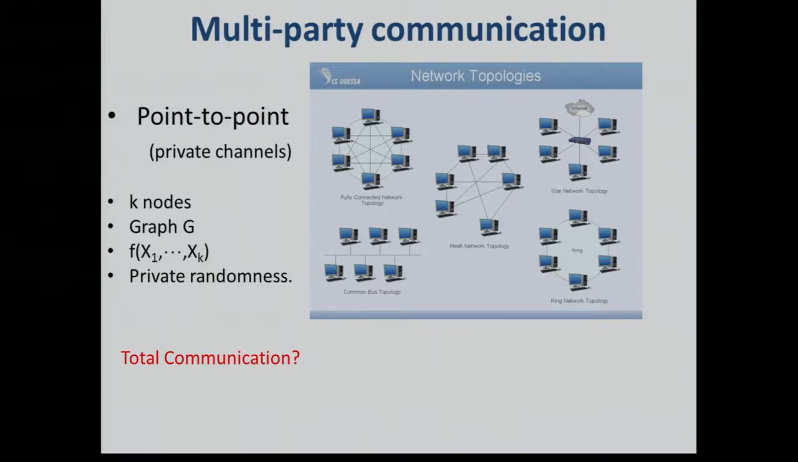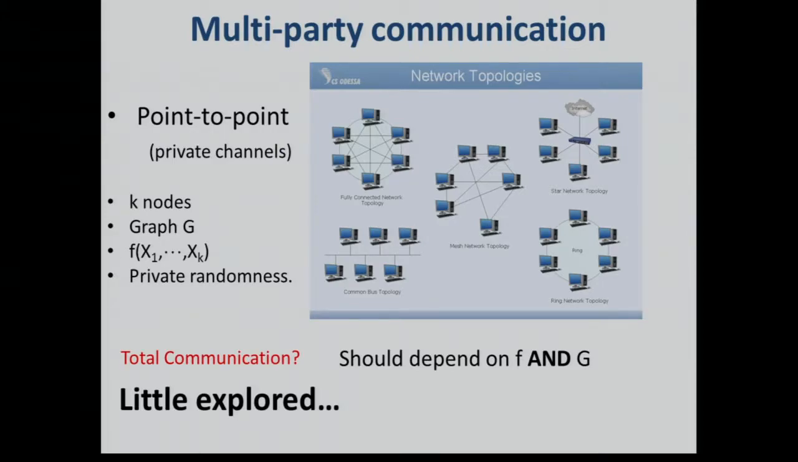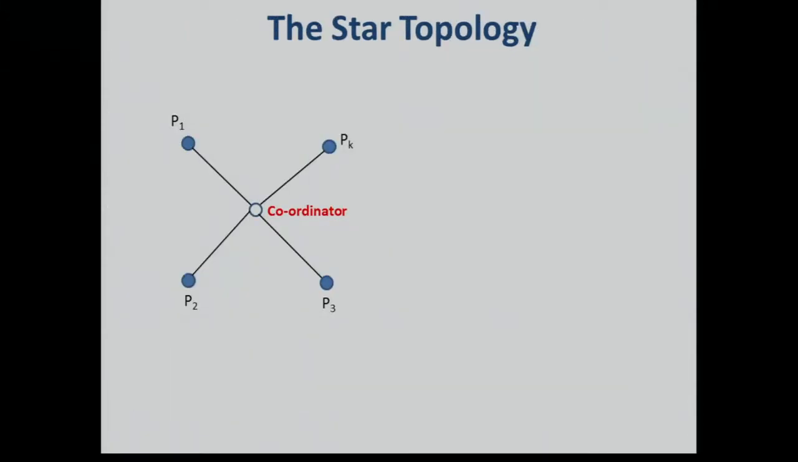And what we want to understand is the total communication. The total communication is the total number of bits that flow out on all the edges of the network. And as you might very well expect, the total communication should depend not only on the function f, but also on the underlying graph G, the topology of the graph. This area is very little explored, so there are lots of open problems here. But I will, henceforth, focus on a very specific topology. And at the very end, I will tell you how results obtained on that topology could be lifted to arbitrary topology.